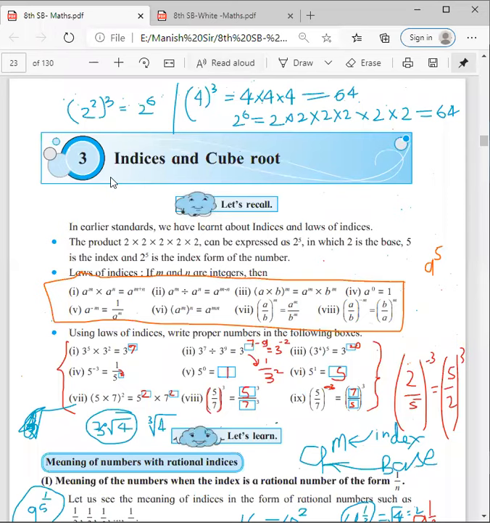So if we talk about indices and cube root, see what we have learned in the last lecture: what is indices. In the earlier standard, we learned about the indices and the laws of indices that we all learned in the 7th standard.